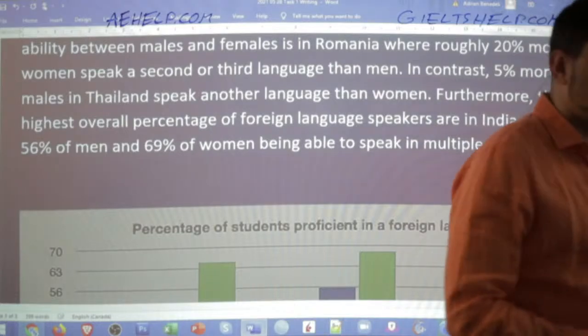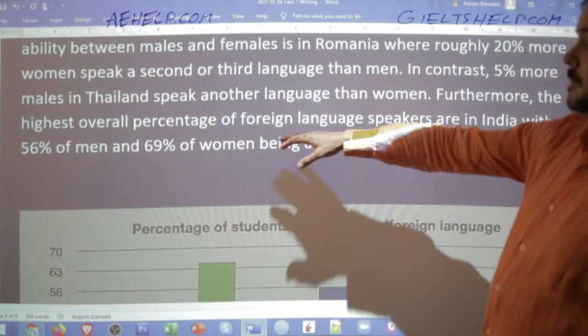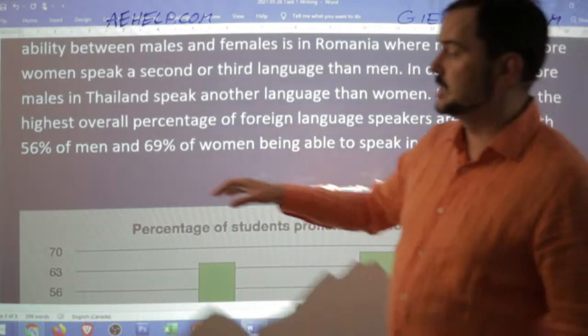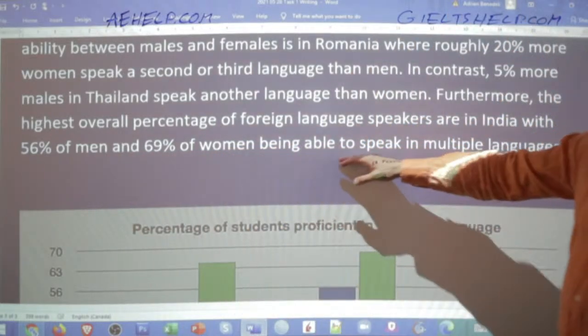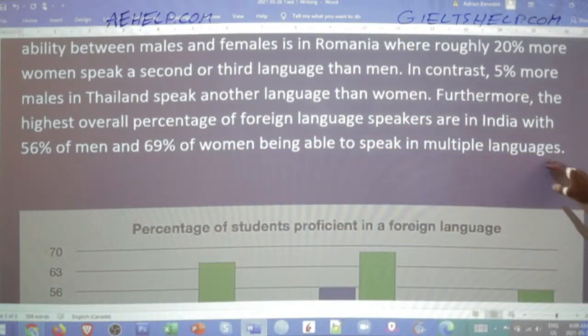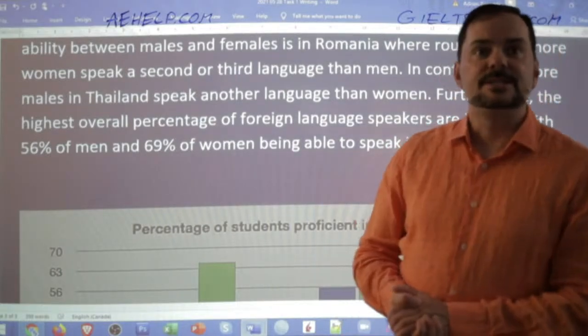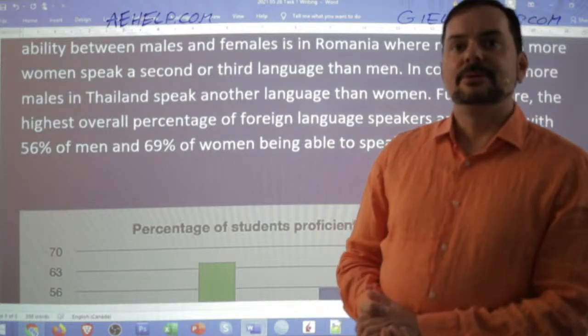All right. So now my next point. Furthermore, the highest overall percentage of foreign language speakers are in India, with 56% of men and 69% of women being able to speak multiple languages. Okay? All right. And I see we have some analyses from Kyber and Jainil.